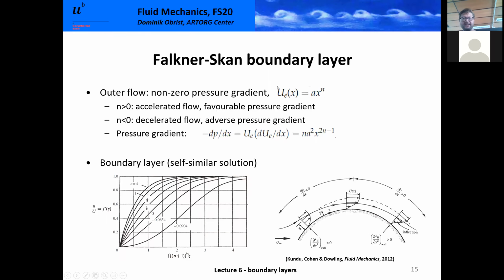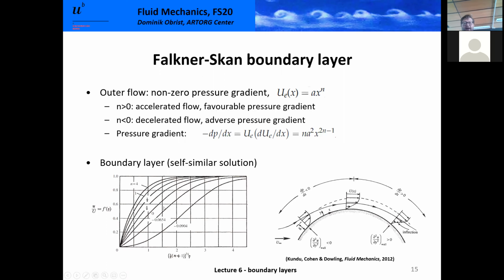So what Falkner and Skan did, they took this ansatz here, derived what it means for the pressure gradient. So essentially, you just have this term here. You put it in the Prandtl boundary layer equation. You replace the dp/dx by this little expression, and then you solve it again. Again, this is a bit of a tedious thing to do, and we'll not walk through that. I'm just going to show you the solutions. You have them here on the bottom left.